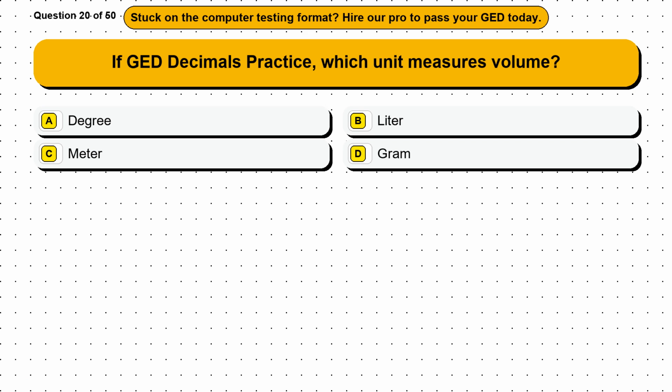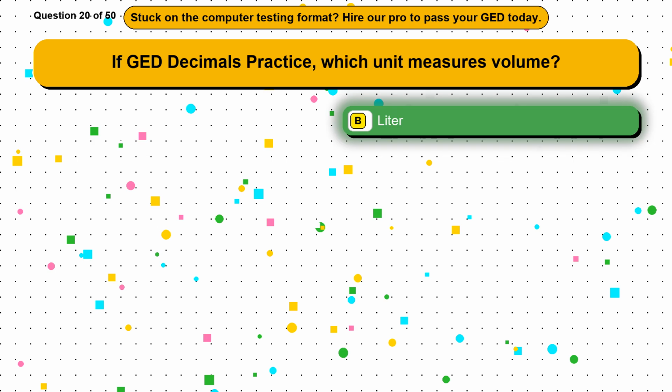Question 20. If GED Decimals Practice, which unit measures volume? Option A, degree. Option B, liter. Option C, meter. Option D, gram. The correct answer is option B.